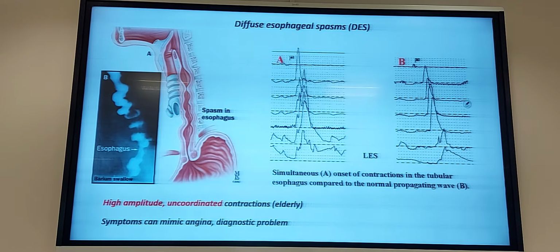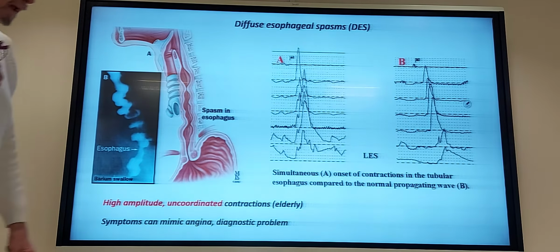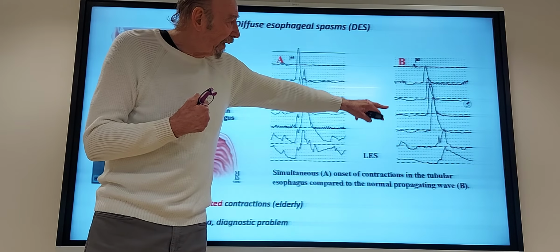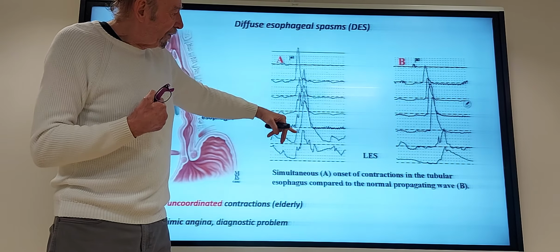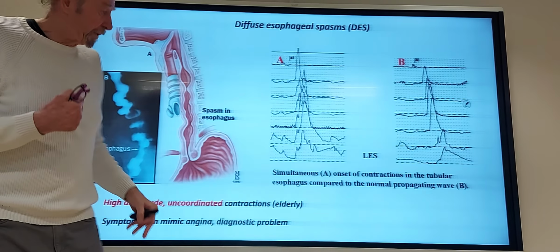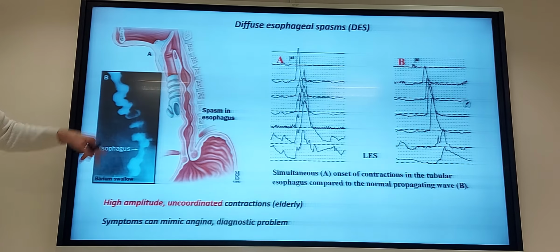Yeah, diffuse esophageal spasm, and these are high pressure contractions in the esophagus, and they can occur all at the same time. There's not a coordinated activity anymore. The B panel is showing you a contractile wave moving down, and here these waves are very strong, and they're all occurring at the same time. This is a cartoon and a barium image of that. A real high amplitude, uncoordinated contraction, and it can be quite painful because of the strong contractile activity.